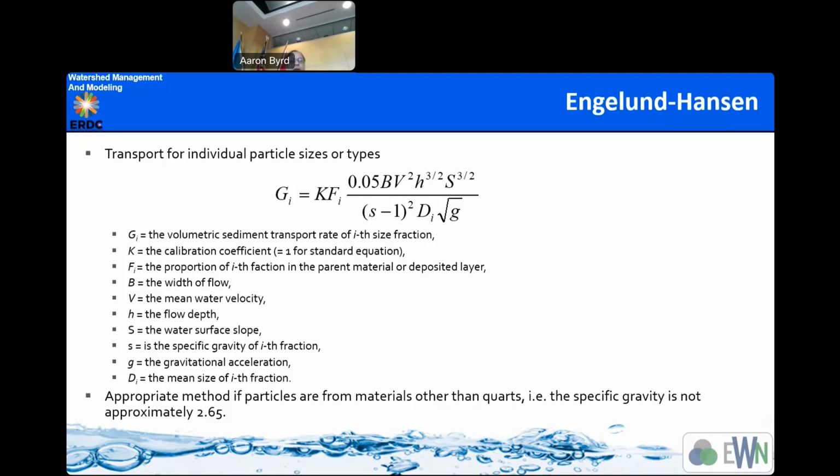You see here, B is already defined, the width of the flow, the top width of the flow. V is the velocity, H is the depth of the flow, S is slope, right? And small s is specific gravity, like we talked about. It can be defined by the user.